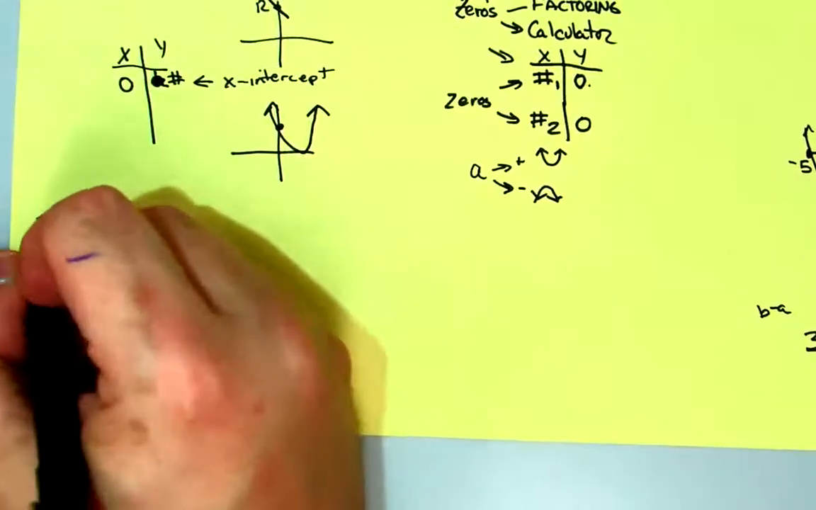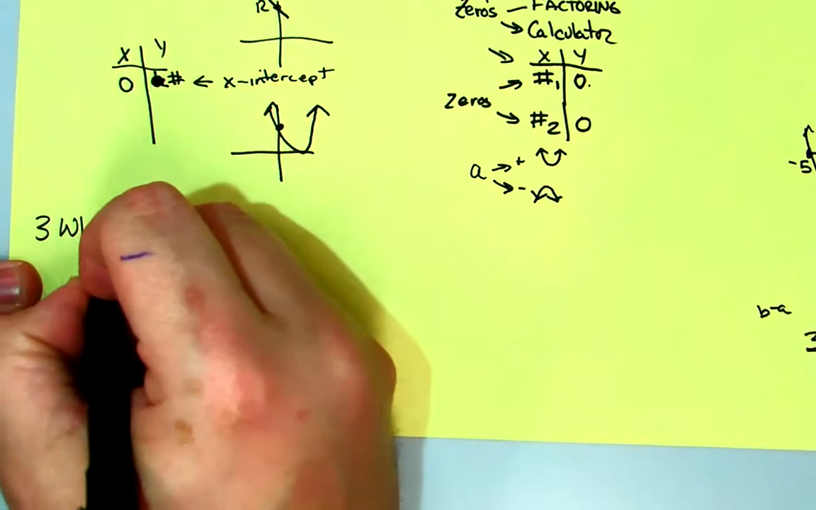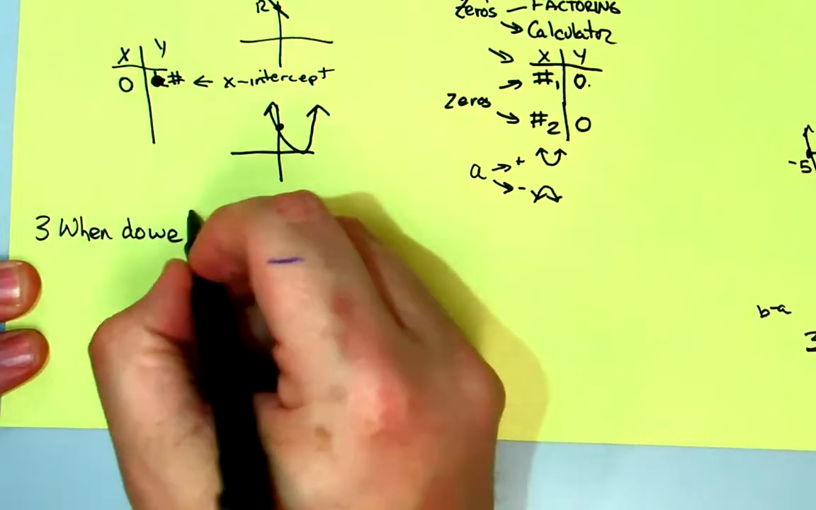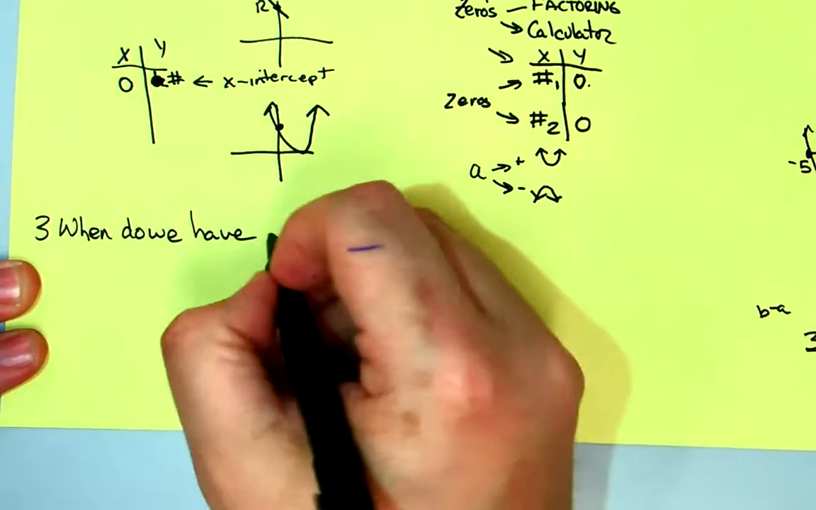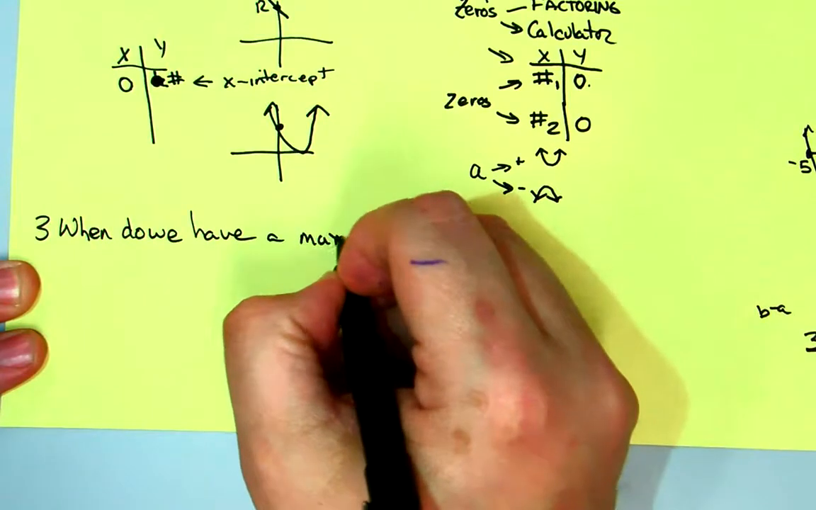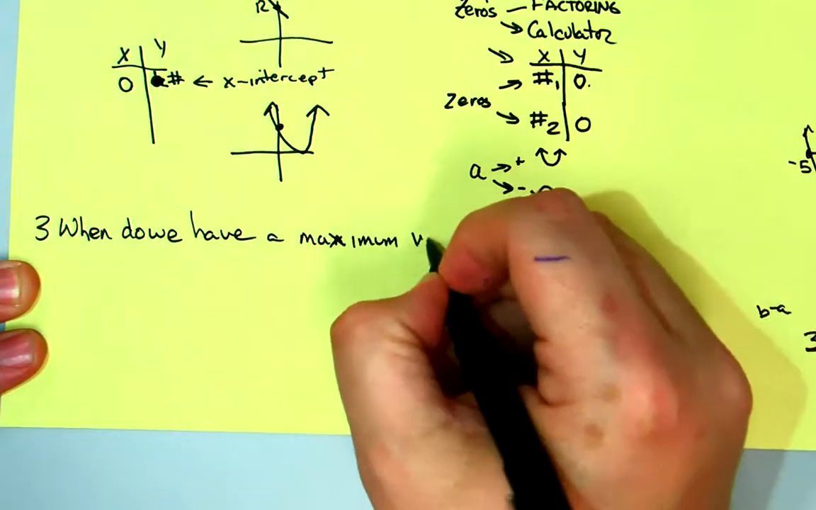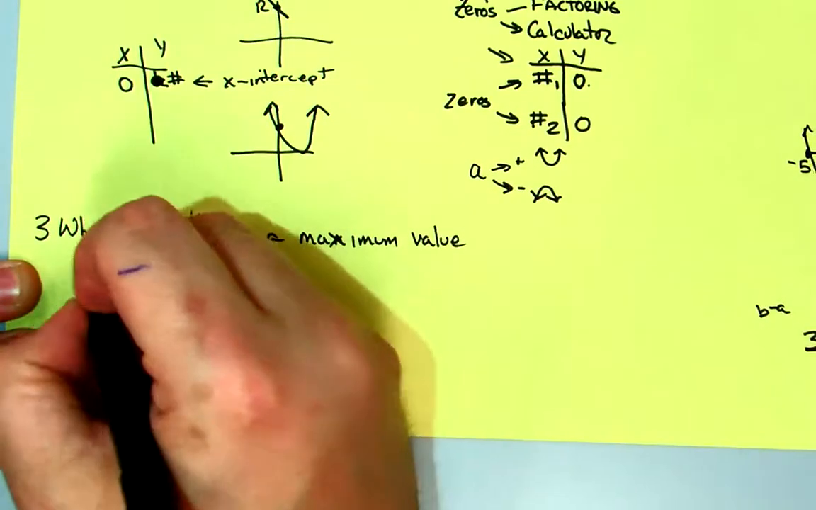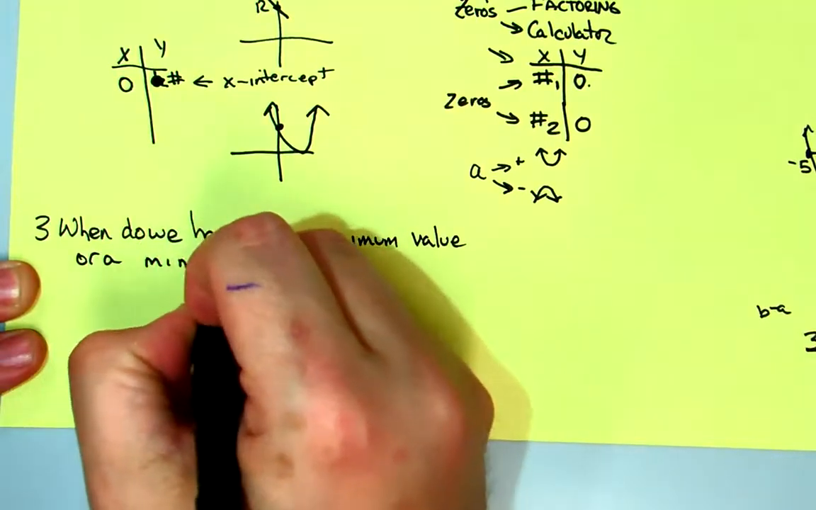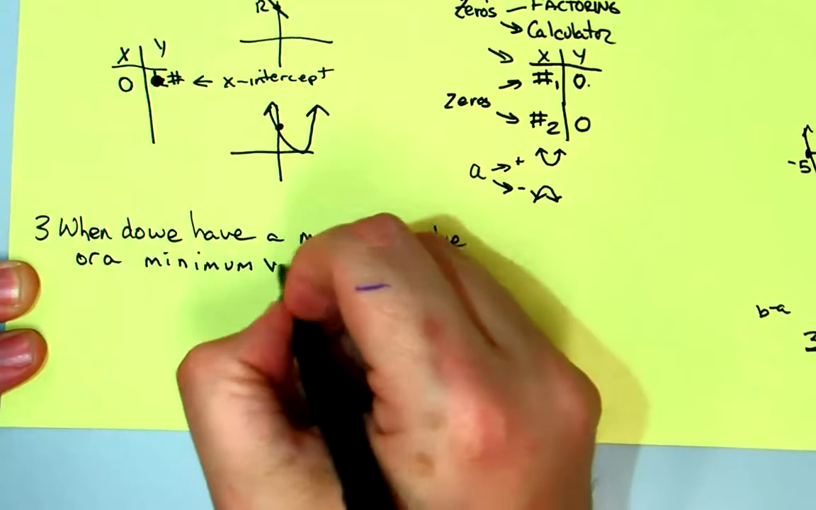Question 3. When do we have a maximum value or a minimum value?